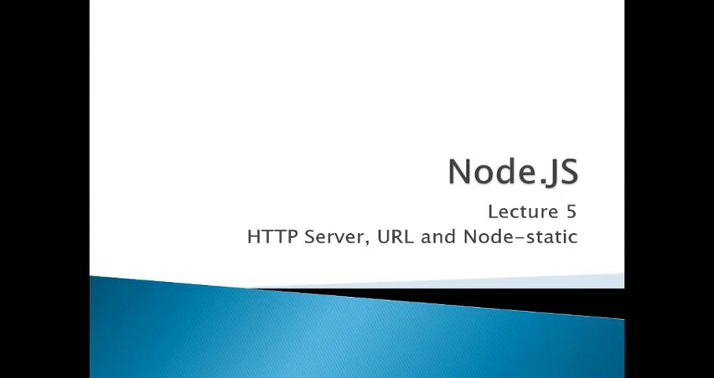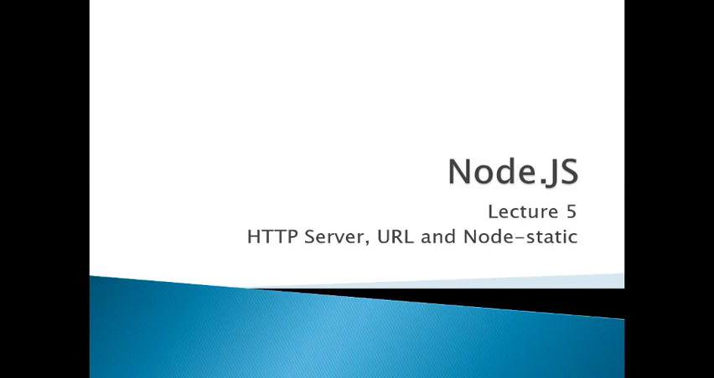Welcome back. Today is the fifth lecture of Node.js. In it, we will see what is an HTTP server. We will see the details of HTTP server, the request object, the response object, what are its properties, how can we set different properties. We will see the URL module, how can we use the URL module.